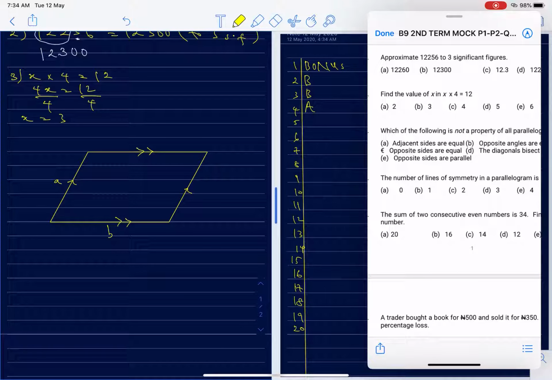So the only property here that's not true of a parallelogram is that adjacent sides are equal. Adjacent sides are not equal. So that's the answer. Now we move on. Number 4, let's clean that. We move on to number 5.